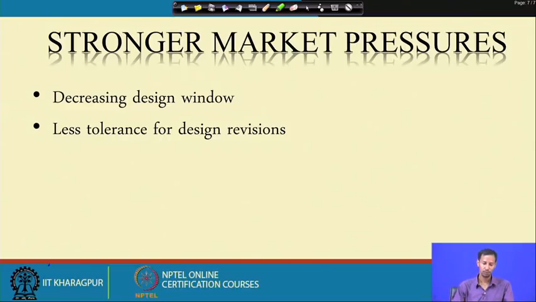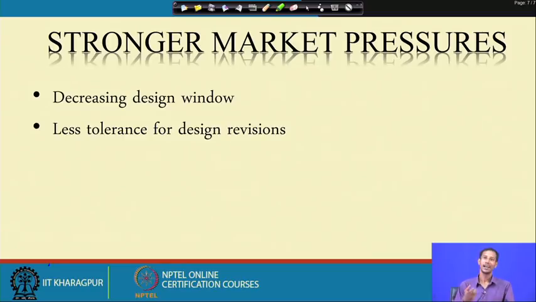So this stronger market pressure is not only decreasing the design window, it also creates the problem of reducing the time for design revision. That means the fault checking is not that rigorous, so as an engineer, researcher or designer, you must be more cautious whenever you are designing the ICs.